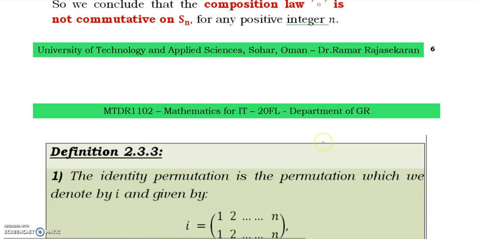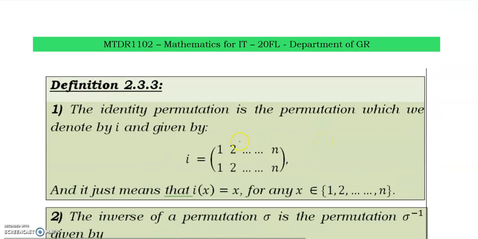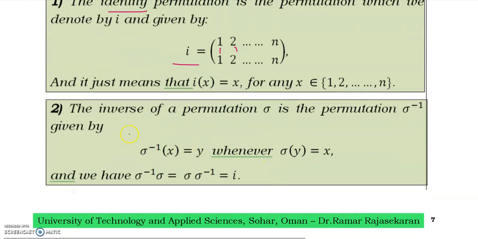Now see, here you will see the definition. The identity permutation means you see here 1, 2, 3, etc., and again you see in the second row also the same. So no change, each element is assigned to itself. So this is the identity permutation. How to write the inverse? The inverse of permutation sigma is sigma inverse, where sigma inverse sigma is equal to I. Then we can say that sigma inverse is the inverse of this sigma.